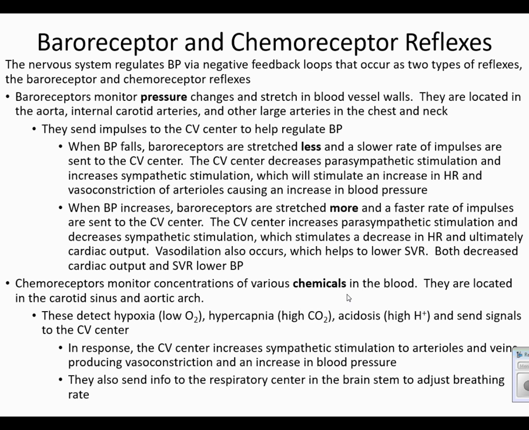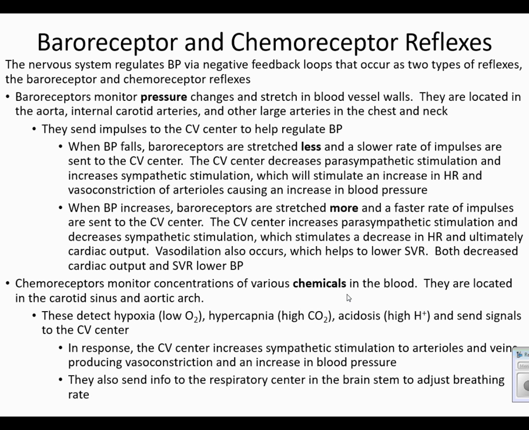Since this is negative feedback, if blood pressure goes down, we want it to go the opposite direction and bring it back up. So our first demonstration is when blood pressure falls: baroreceptors are stretched less, therefore sending a slower rate of impulses to the cardiovascular center. The cardiovascular center decreases parasympathetic stimulation and increases sympathetic. We know sympathetic is going to do things to our heart, but it's also going to do things to blood vessels.